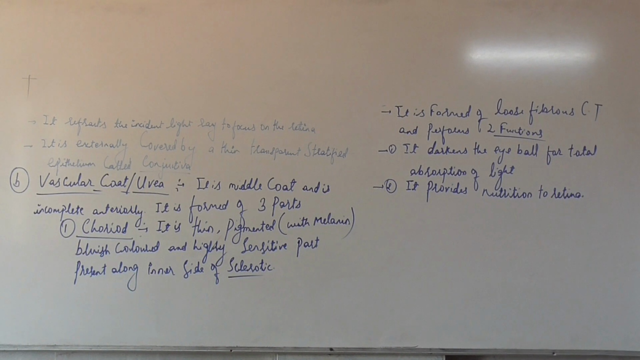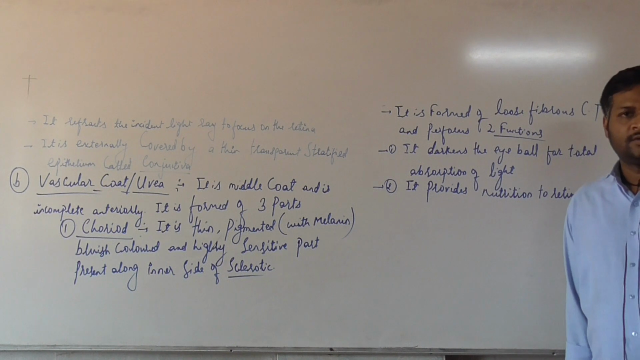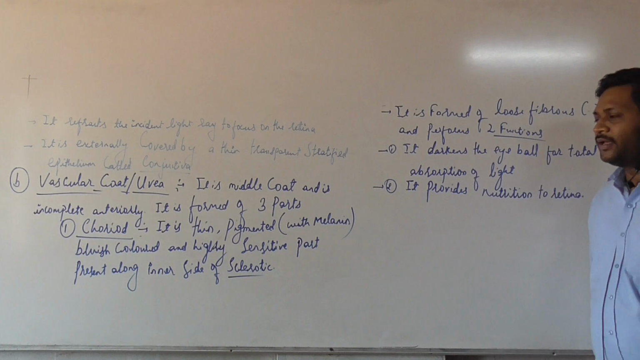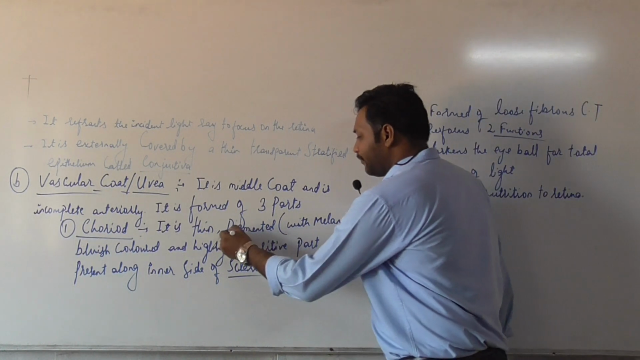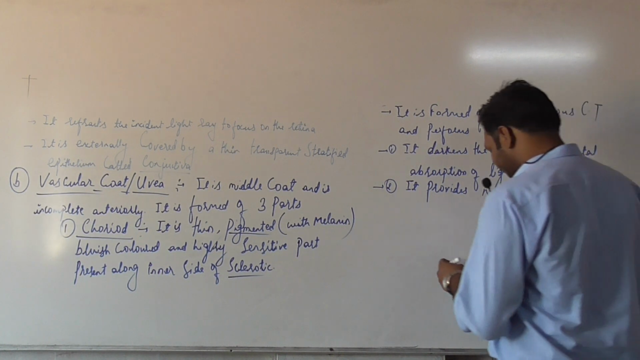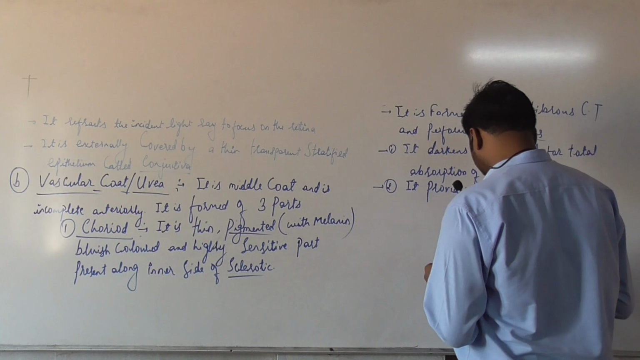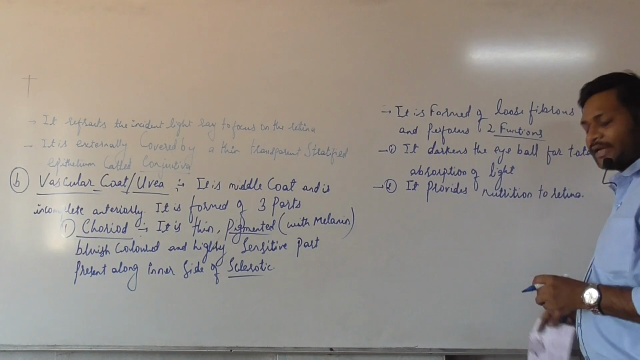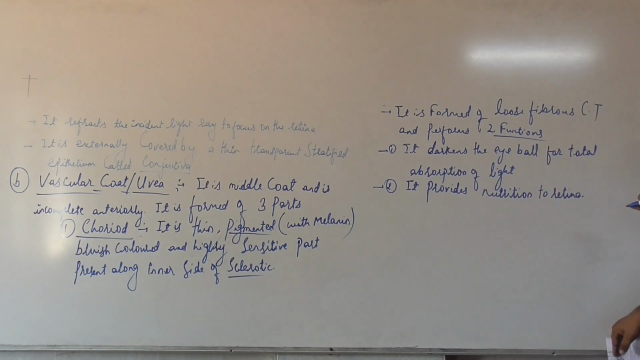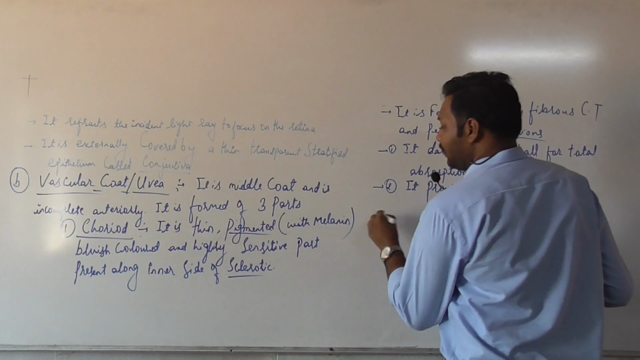Okay, so these are the functions of the first part under the middle layer, isn't it? That is the choroid, and as it is pigmented, it forms a darkness in the eyeball, isn't it? So this is the first part of the middle layer. The second part of the middle layer is, so before starting with the second part, have you written the functions? Okay, then let's start with the second part.